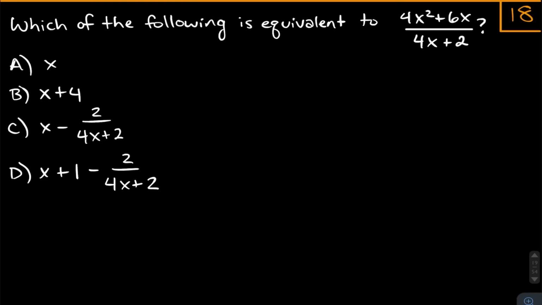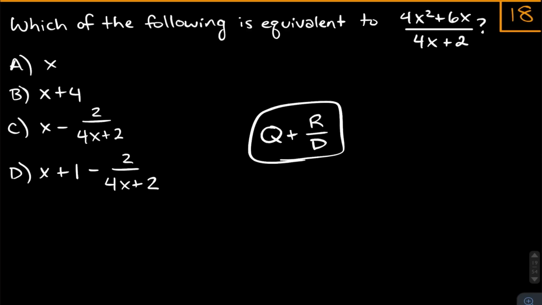With long division, you have some terms, and then you have a fraction at the end. That's how you know you're dealing with a quotient plus remainder over divisor. That's the form of long division, and we're going to do that in a second here because it's going to be smart to long divide this. So let's go ahead and do that.